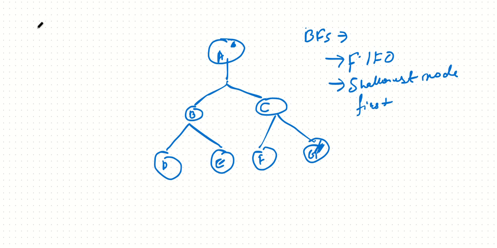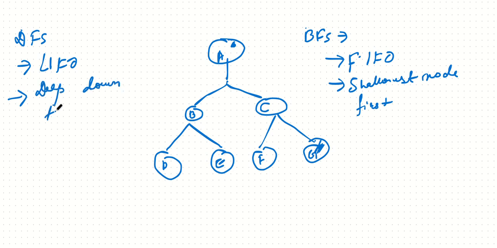In DFS, the story is opposite. Here we'll be using a method called last in first out, and we'll be checking deep down the node. First in first out means that if we are on node A and A is not the goal, then we'll go to the next two nodes. First we'll check B and then we'll check C.